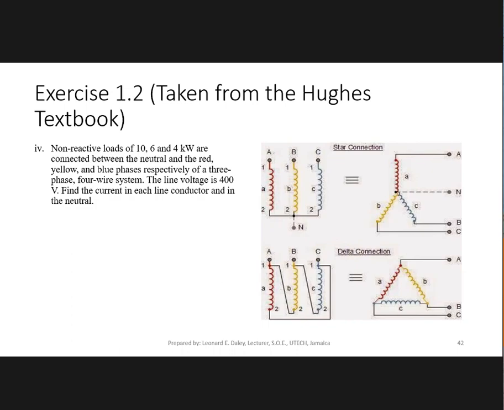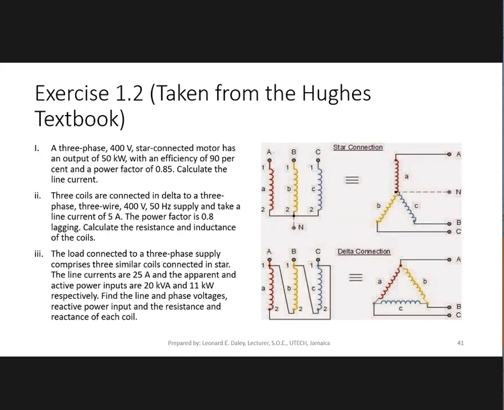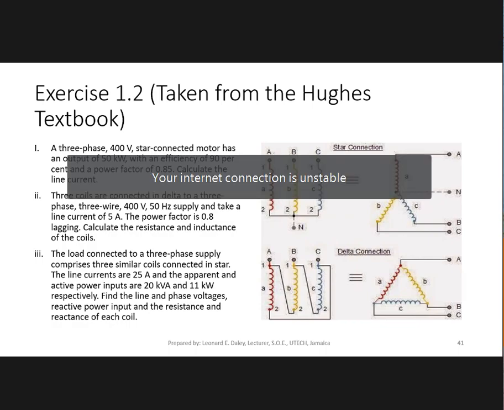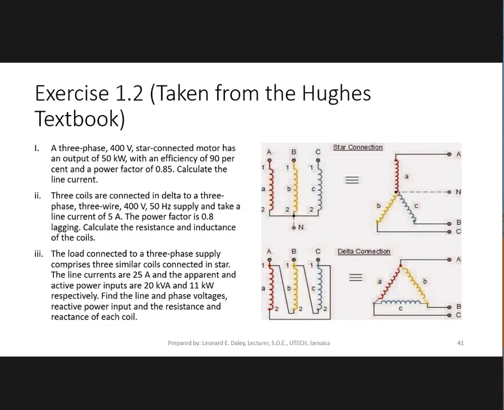Sir, let us work together on this one. Which one? Number 2. All right, so the line current is 5 amp, right? And the line voltage is 400 volts. Right. Which is also the phase voltage, because it's delta, right? Yeah, it is the phase voltage also.